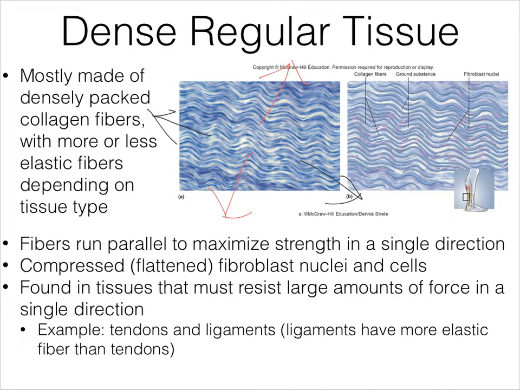Where do you see it in the body? Tissues that resist large amounts of force in a single direction, particularly tendons and ligaments.